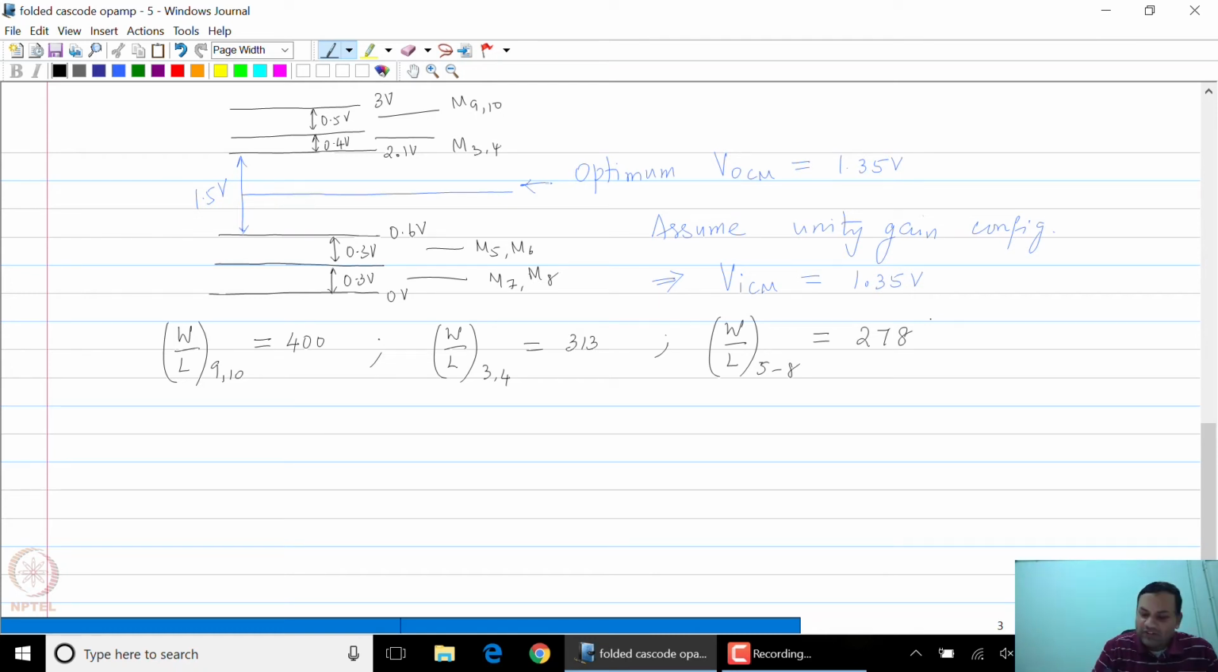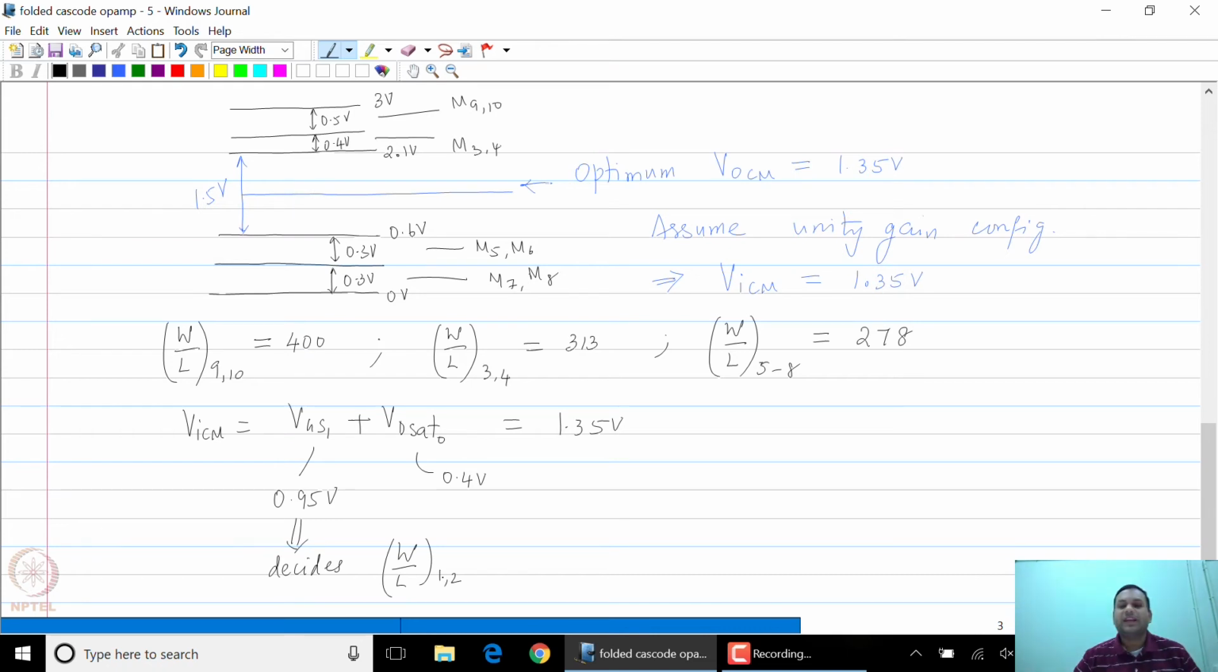Now since we have set unity gain, we will say that VICM has two portions. One is the VGS of the input device and the VDSAT of M0. And this has to be 1.35 volts, and we are going to somewhat arbitrarily say this is going to be 0.4 volts and this is going to be 0.95 volts. If we fix it this way, this will decide the VGS1 and the W over L of M1 and M2 also. So this will give you M1 and M2.